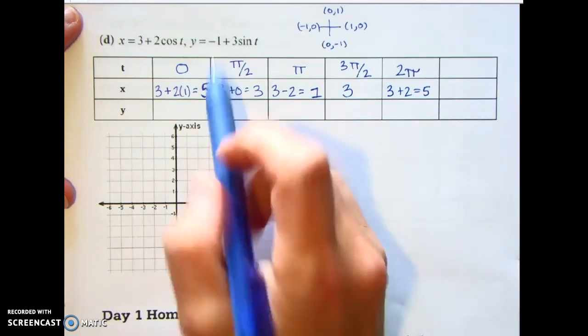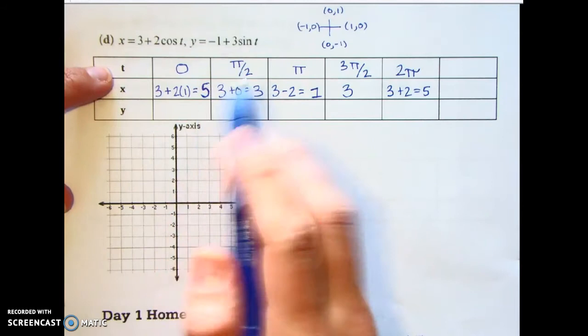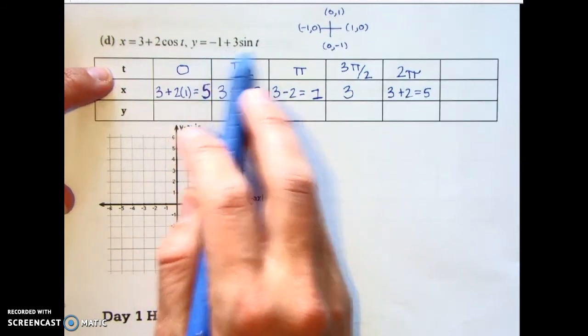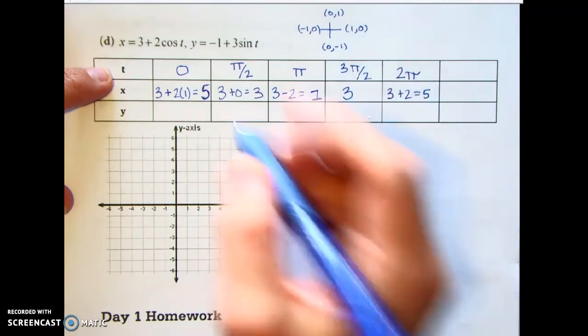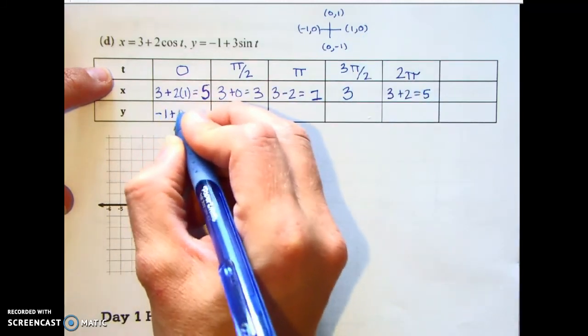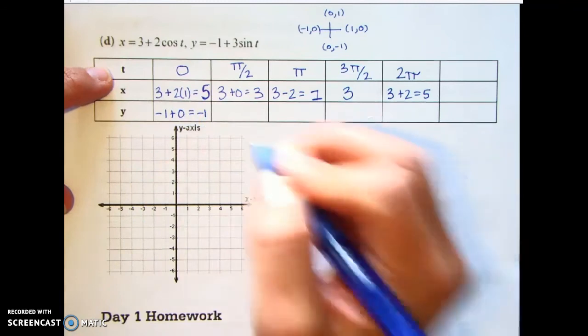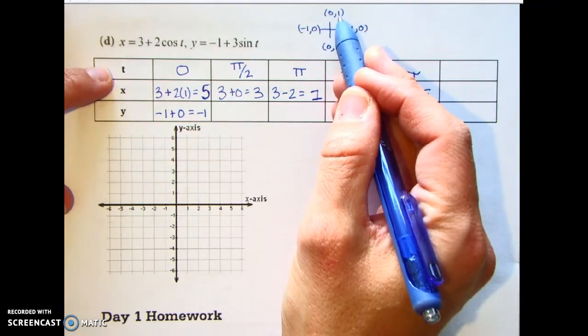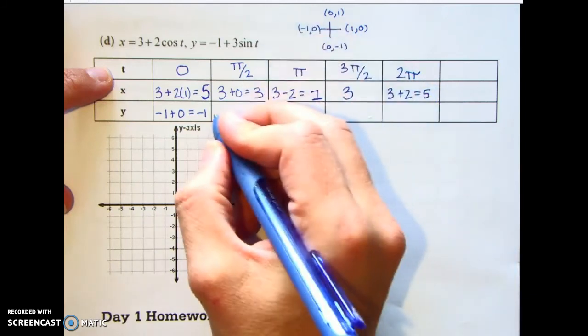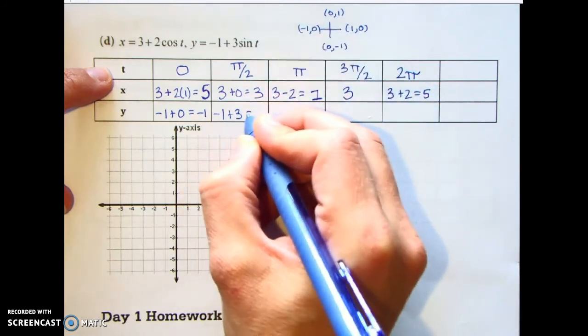Oh, the y values. The y's are going to be sines. We have negative 1 plus 3 times the sine at 0. What's the sine at 0? 0. So I have negative 1 plus 0, which is negative 1. When I plug in pi over 2, we have the sine of pi over 2, which is 1. So we have negative 1 plus 3 equals 2.